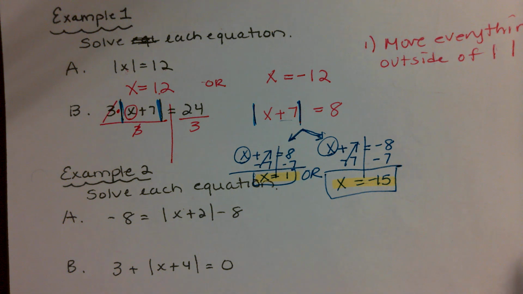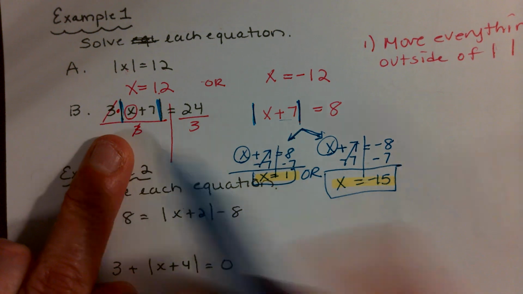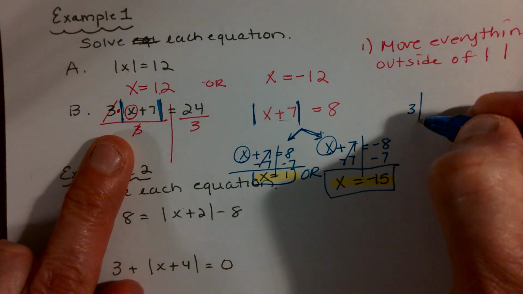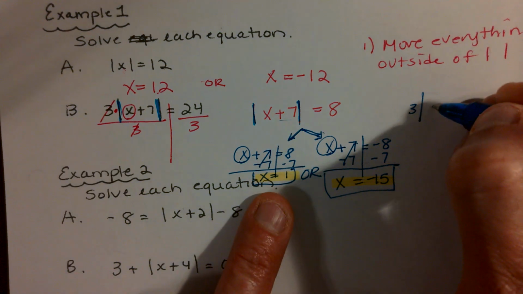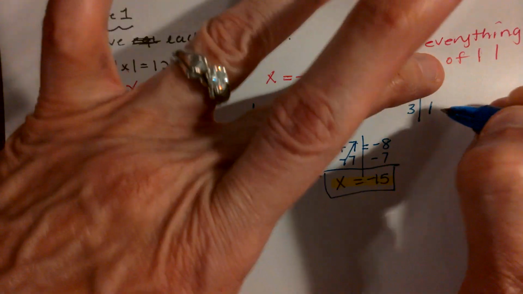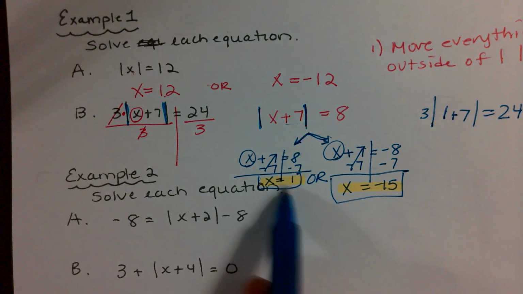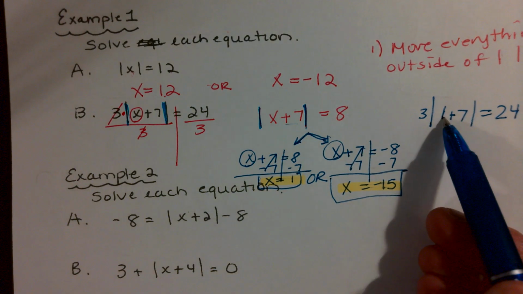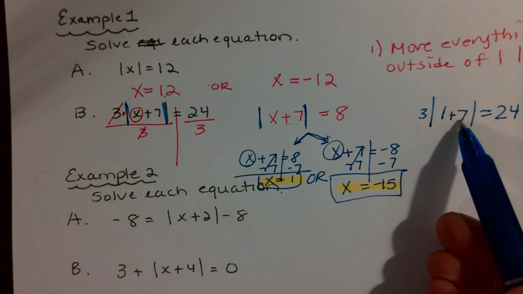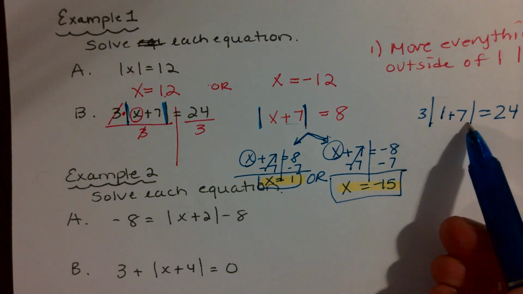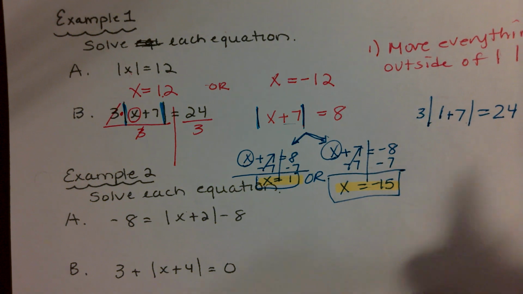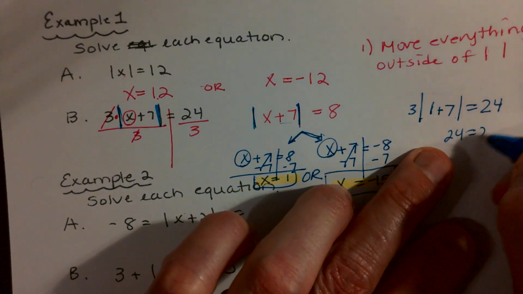And you might say, how can that be? Well, let's look. 3 absolute value of 1 plus 7 equals 24. That's the first one. I just put a 1 in there. Let's see if that works. What's 1 plus 7? 8. What's the absolute value of 8? 8 times 3, 24. Yay, that works.